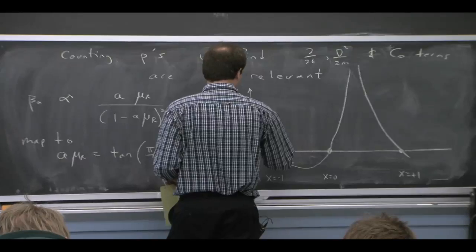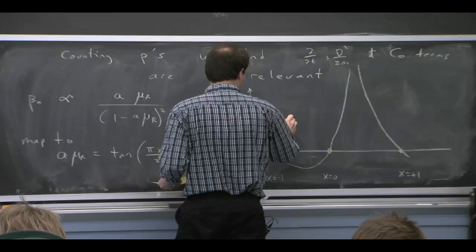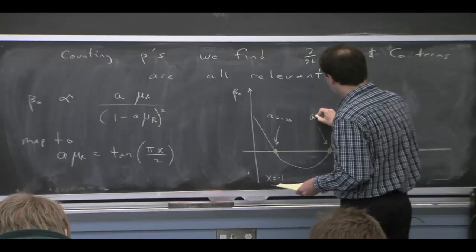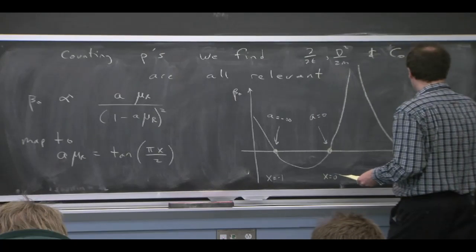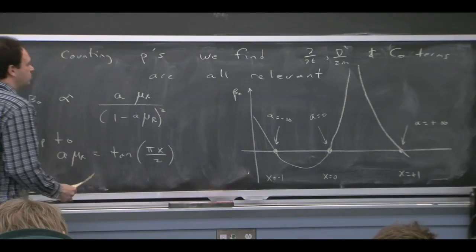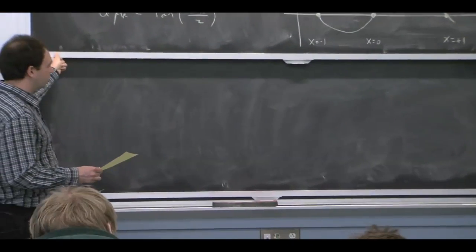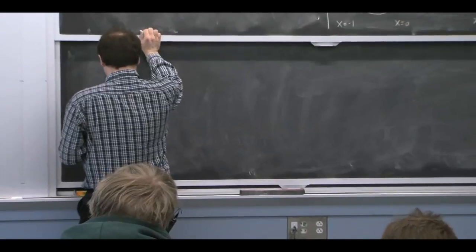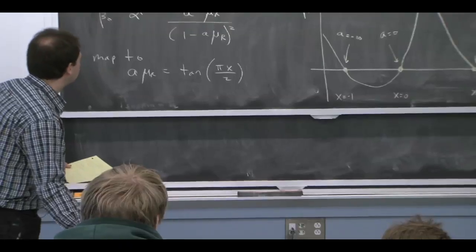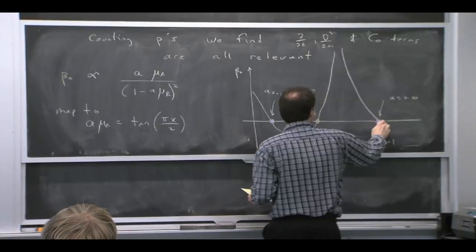So if you think of being at fixed mu, say you're studying the physics at fixed mu, this point corresponds to a equals minus infinity. This point corresponds to a equals 0. And this point corresponds to a equals plus infinity. So there's 3 points where the beta function vanishes if you think about a space for fixed mu. Well, let me use some color.